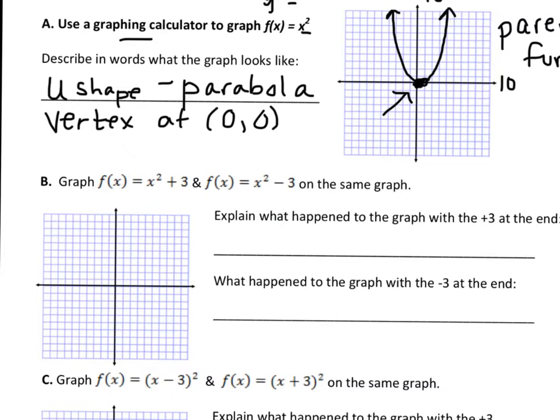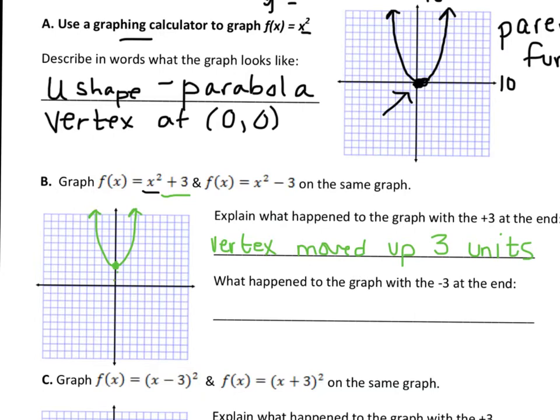So the first equation, we've added 3 to the x squared. So what's going to happen, if you can type it in your calculator, that's great. If not, this is what you'll see. You'll see the same shape, but instead of having the vertex at (0, 0), the vertex has been moved up 3. Vertex moved, it didn't move left or right, it just moved up 3 units.